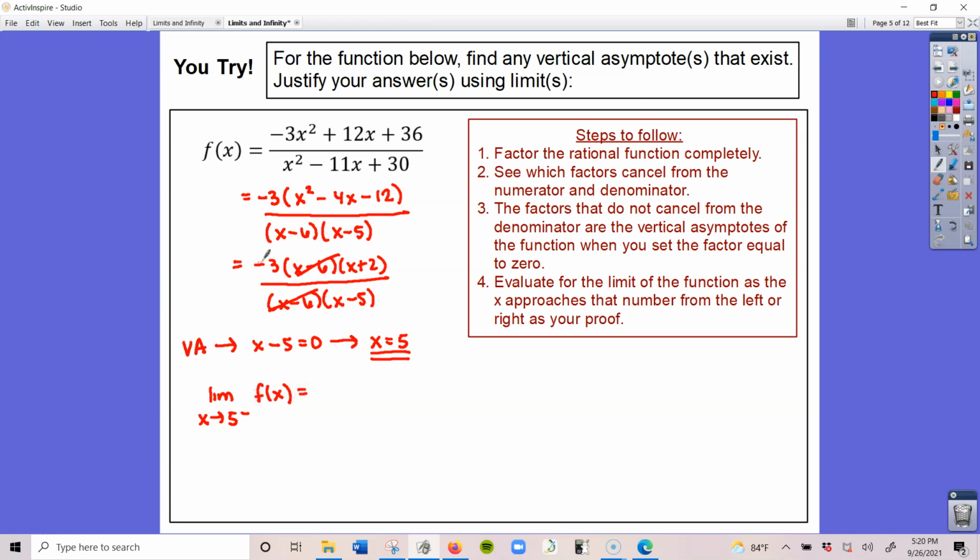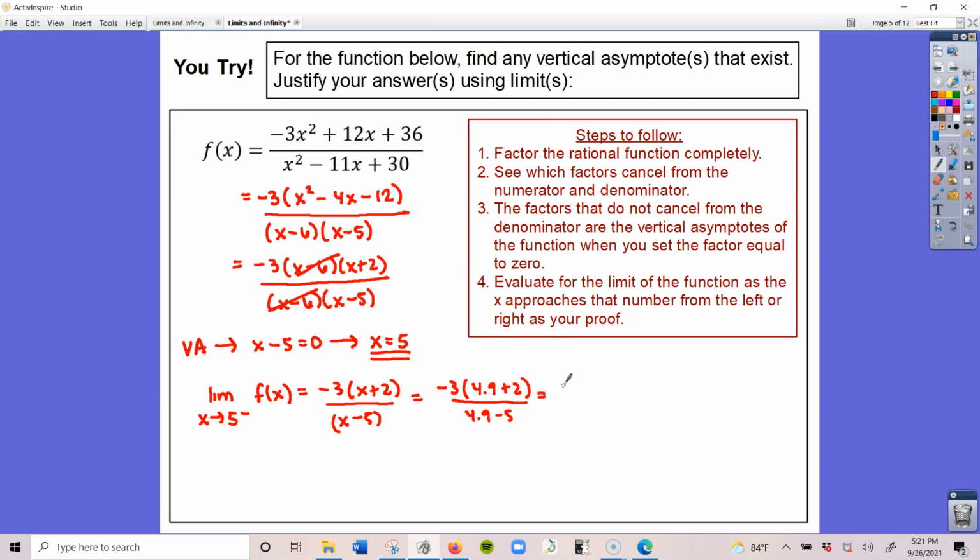So let's see how my function ended up. My simplified rational function ended up being negative 3 over x plus 2 over x minus 5. So what I'm going to do now is plug in a number slightly to the left of 5, and that is going to be negative 3. I'm going to use 4.9. So negative 3 over 4.9 plus 2 over 4.9 minus 5.